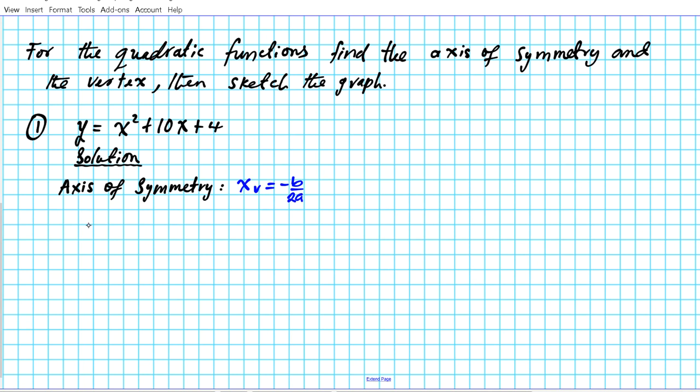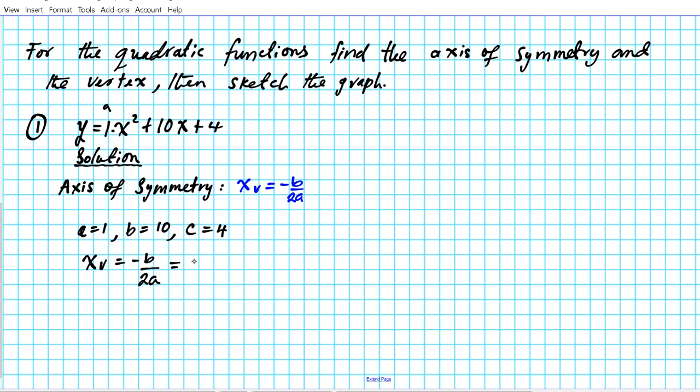Okay, all right, so let's do it. In this quadratic function that we have right here, A is 1, so that's a right there. B is 10, and C is 4. Okay, so if we want to find the x-coordinate of our vertex, we're going to compute negative b over 2a. So we're going to substitute 10 and 1 into this formula right here to find the x-coordinate of the vertex, which is the axis of symmetry.